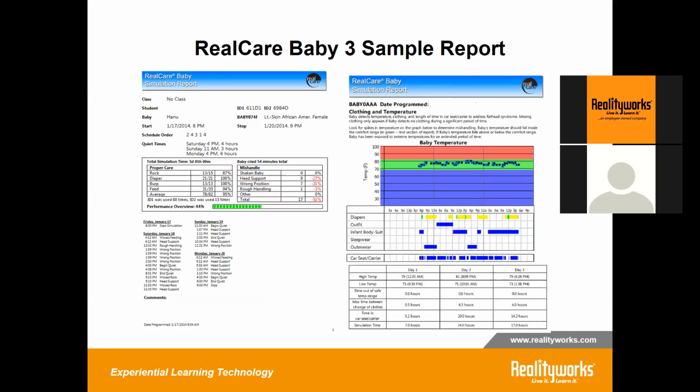So that first page of the report will go over the start time and stop time that a student had baby. It goes into the full simulation experience, so how many times they had to either rock, diaper, burp, or feed baby, and how many of those times they actually did that. Then the student gets a percentage based on the proper care. They also get deductions based on mishandling. RealCare Baby 3 can record shaken baby, head support, wrong position, and rough handling. So they get percentage points off if they do any of those.